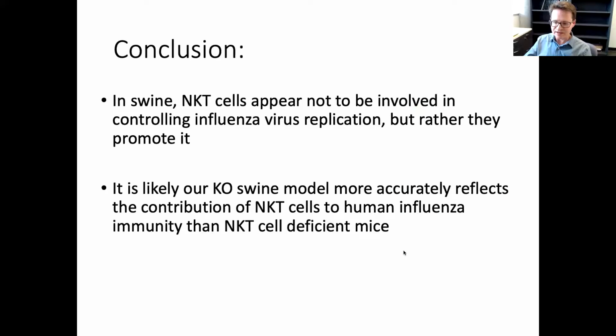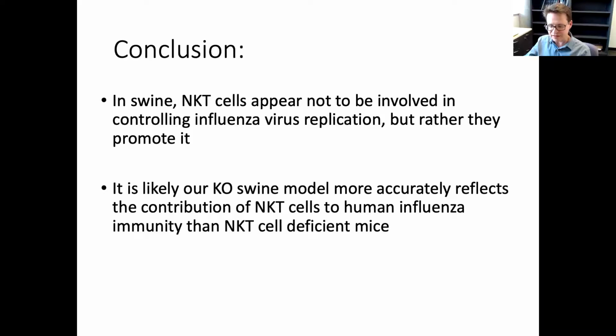So these data indicate that in pigs, NKT cells appear not to be involved in controlling influenza virus replication, but rather they promote it. And this disparity may be due to several factors, including the difference I mentioned between mouse and pig NKT cell subsets, as well as that mice and pigs have considerable differences in the proteins they express that are involved in antiviral immune defenses.